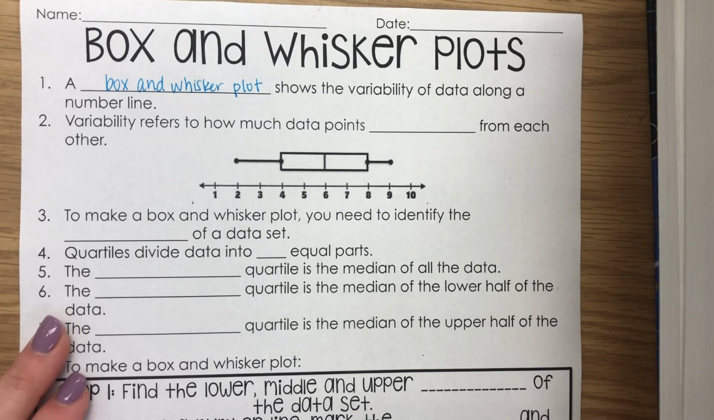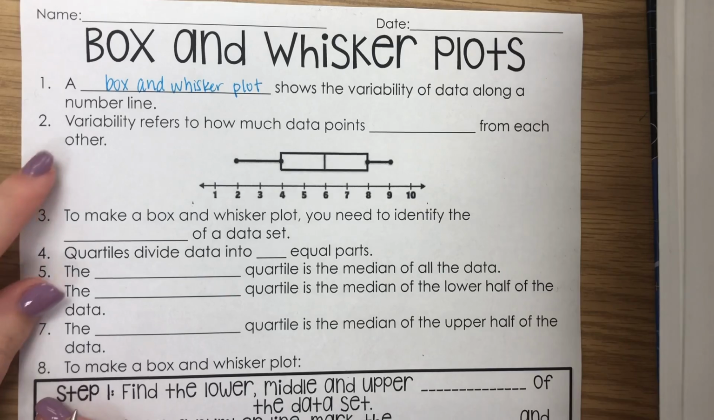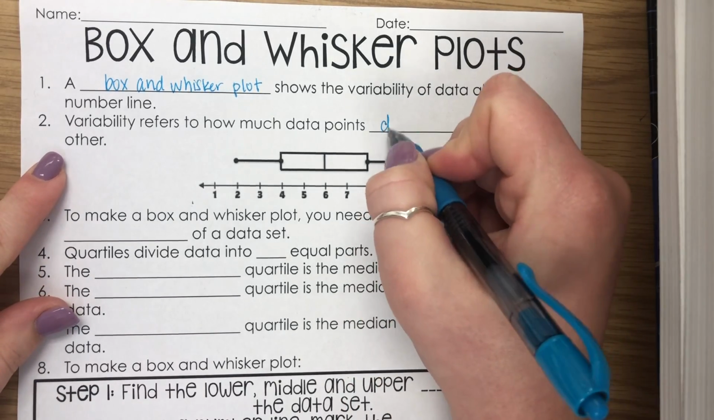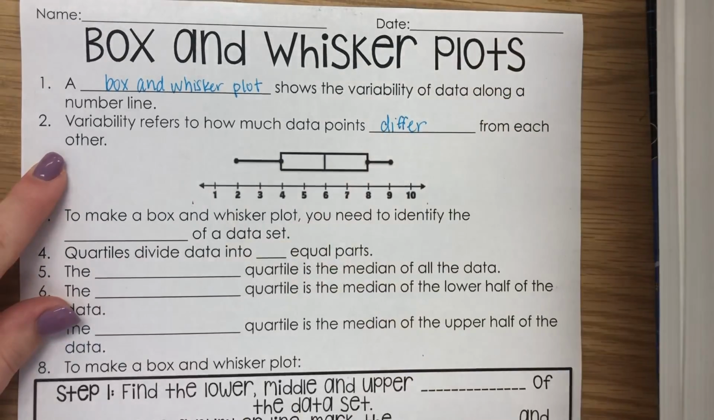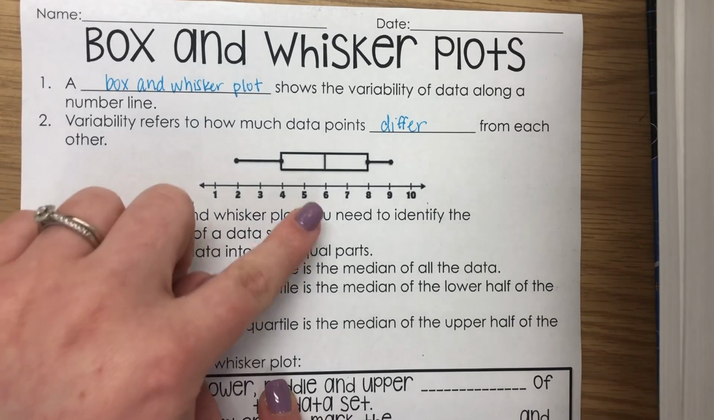Okay, so this should make sense because if we're using the quartiles, which we can find interquartile range, if we have them, that should make sense that it's showing variability because range shows variability in data. Okay, so variability refers to how much data points differ from each other, which makes sense because when we found range and interquartile range, we take the difference of the values that we're talking about. Okay, so let's go ahead and kind of break down what this is.